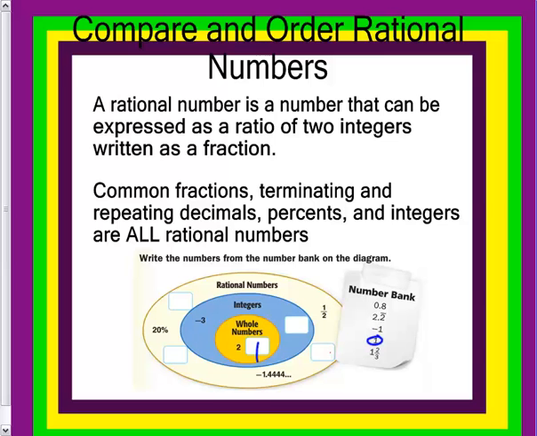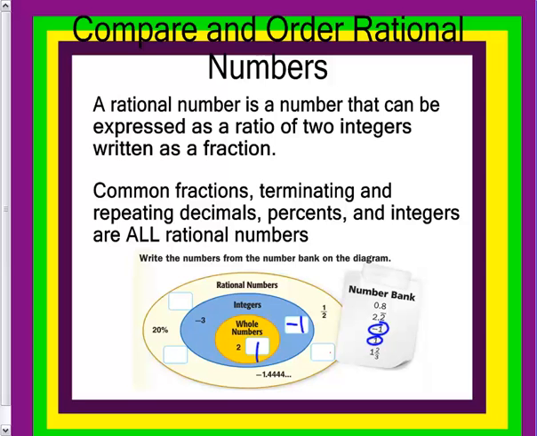Integers are whole numbers that can be negative and positive. So the integer that we have in our number bank would be -1. All whole numbers are integers.